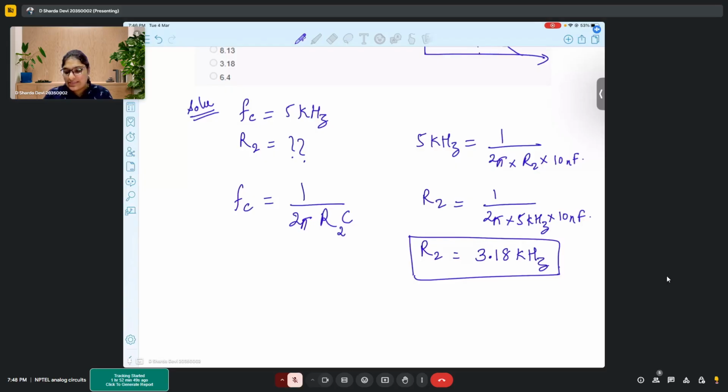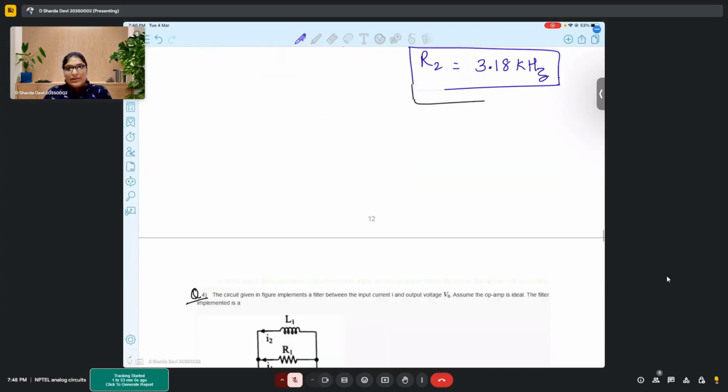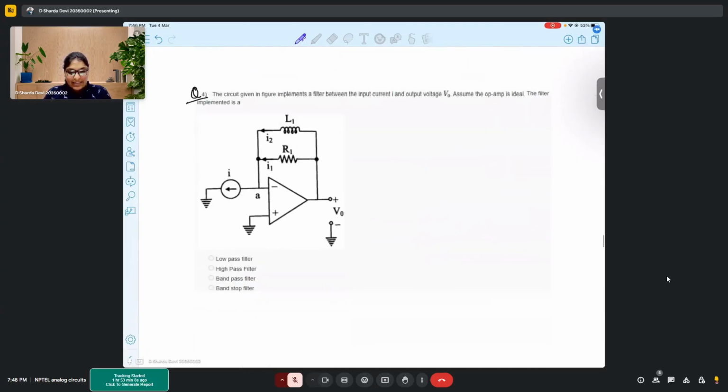Like cutoff frequency is directly equal to 1 upon RC. Like omega is 1 upon RC. And if we are going for frequency, it is 1 upon 2 pi RC. It is as simple as that. Okay. Now moving on to the next problem.